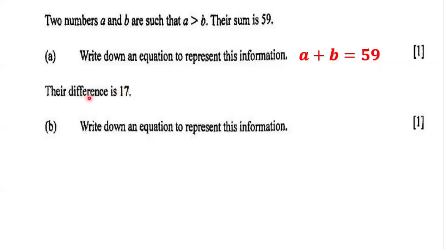And it says their difference is 17. And so since their difference is a positive number, we're gonna say A minus B, not B minus A, but A minus B equals 17. And so these are the two equations that we have here.